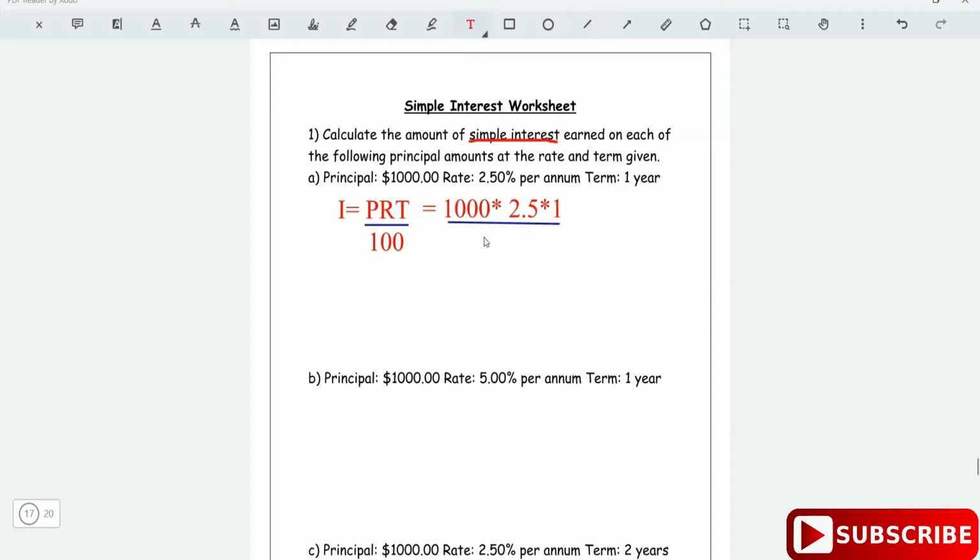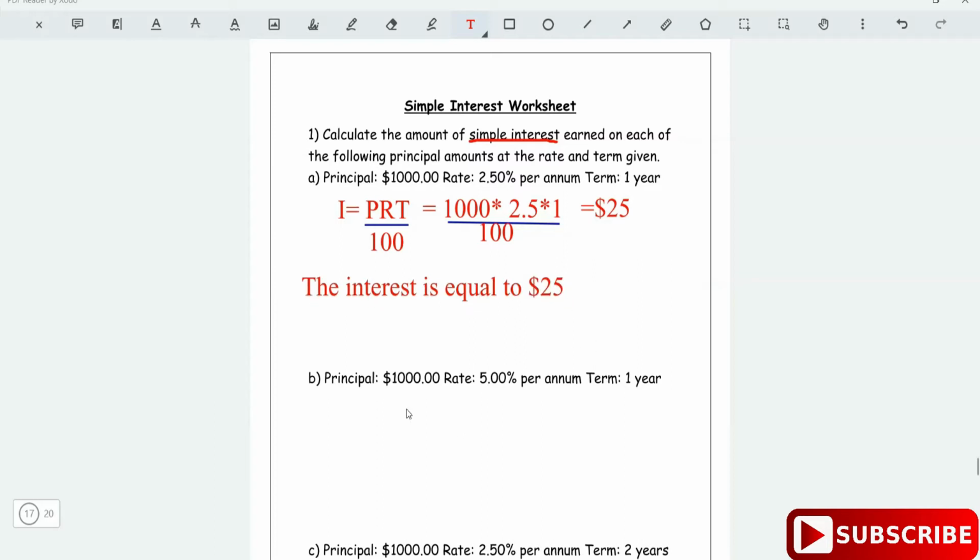So all you have to do is put this in your calculator, and that will give you the interest. So 1,000 times 2.5 times 1 divided by 100, that's $25. So in this first example, the interest is equal to $25.